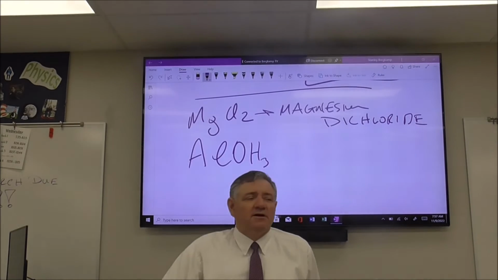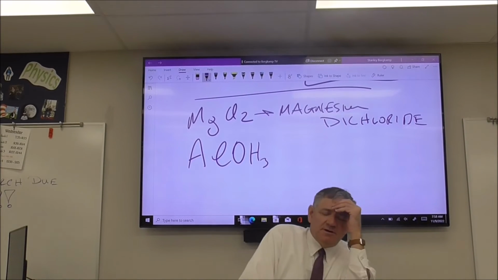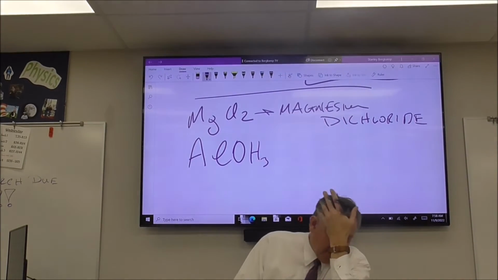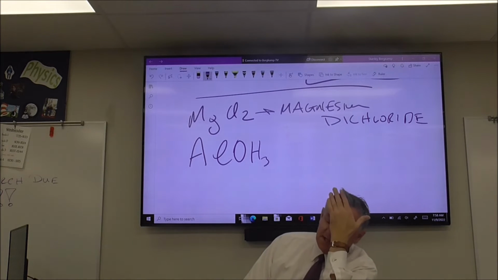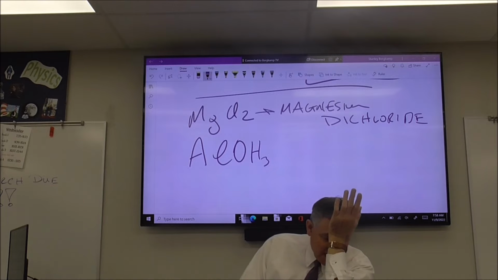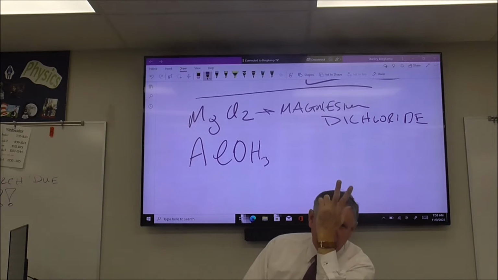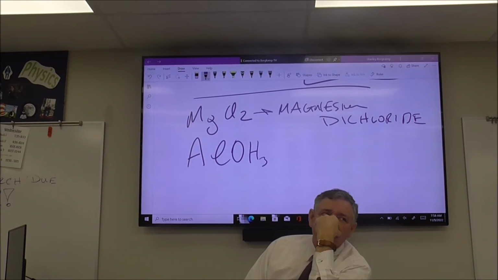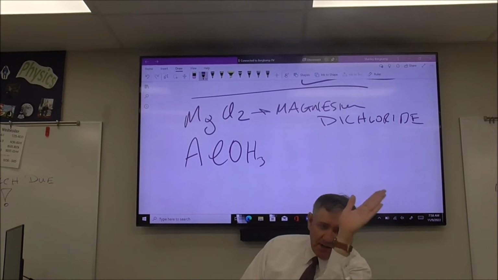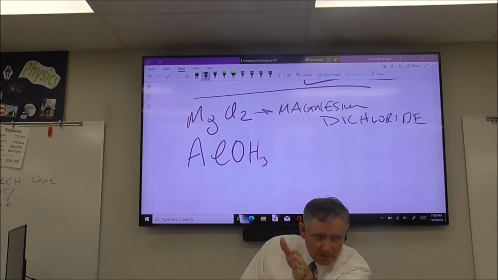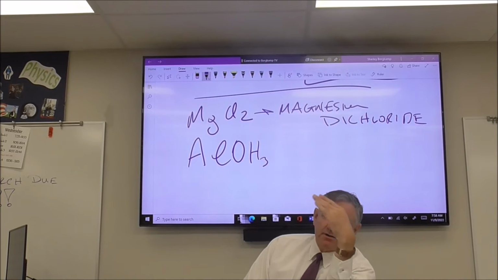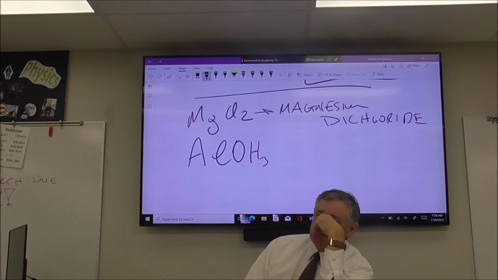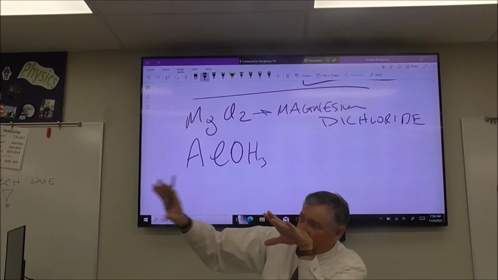So first off, Luke, is magnesium chloride a binary compound? Yes. But is it a compound formed by 2 nonmetals? No. It's formed by a metal and a non-metal. So what type of bond is it going to form? Ionic or covalent? Ionic. Ionic, because it's going to transfer electrons, right?